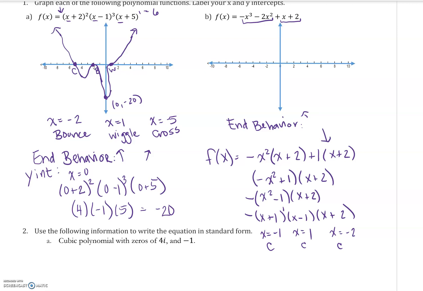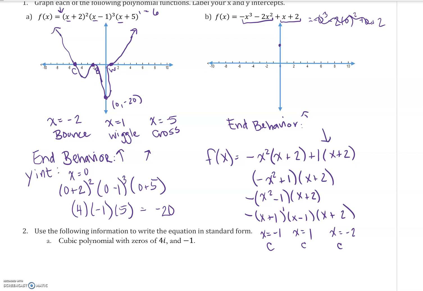Again, your y-intercept happens when x is 0. So if I plug 0 in for all of these original x's, you'll notice that these first terms don't mean anything anymore. They're just a 0, and we're left with the y-intercept at 2. So let's go ahead and plot the points that we know.